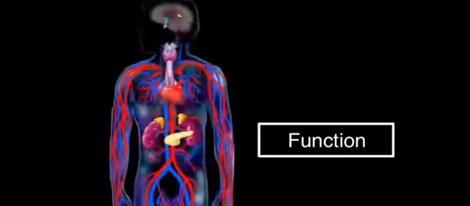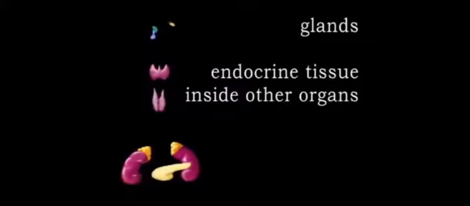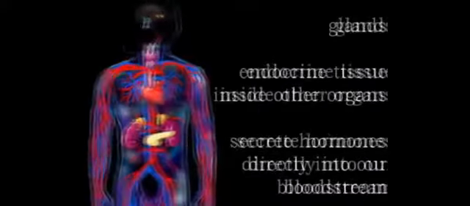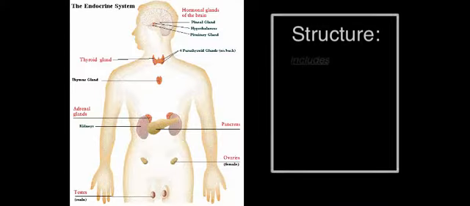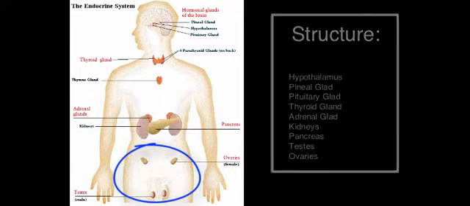The endocrine system is the collection of glands that produce hormones that regulate metabolism, growth and development, tissue function, sexual function, reproduction, sleep, and mood, among other things. The structure of the endocrine system includes the hypothalamus, pineal, and pituitary glands, thyroid gland, adrenal gland, kidneys, and pancreas, also the testes and ovaries.